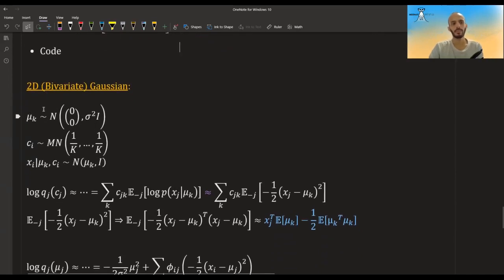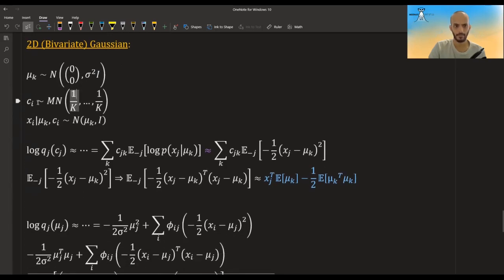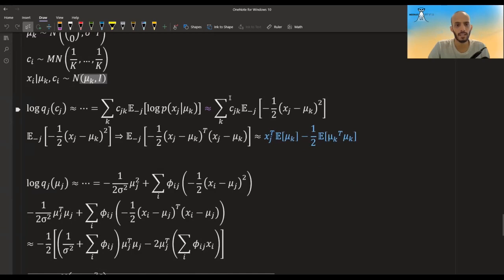Well, here the only difference will be that the mu_k will be distributed bivariate normal with the center 0, 0 and sigma squared times an identity matrix. The c_i will be just as before, categorical or multinomial. And yeah, also the x_i will be multivariate normal with the mean mu_k and the covariance matrix, which is the identity. Okay, so what will change from before?